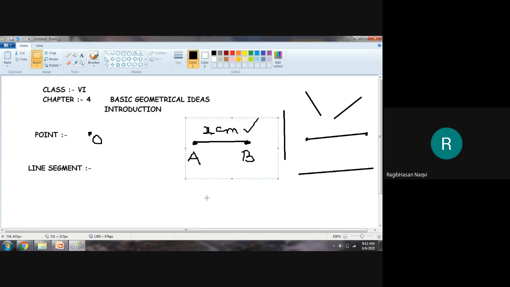Sir, A to B. The symbol of line segment is like this. See, the symbol is this, and it is said to be line segment AB. What is it said to be? Line segment A and line segment B are not different parts. This whole part is said to be line segment AB. Do you understand? Yes, sir. The line segment is formed between two dots.